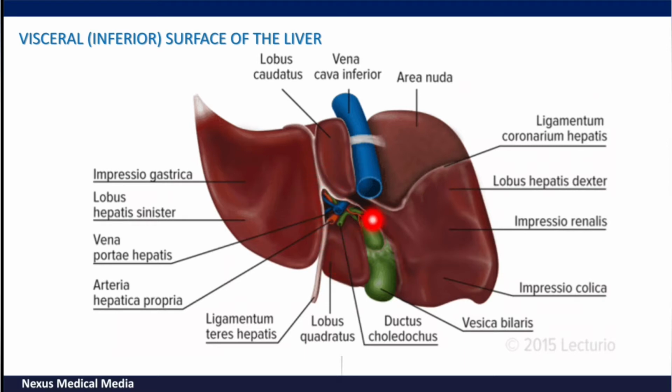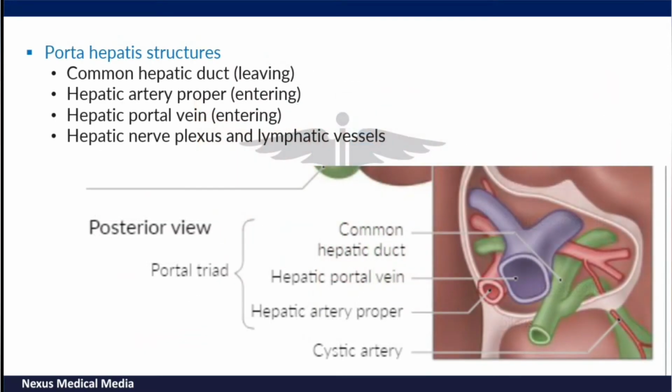Next, this region is known as the Porta Hepatis, right? So these are the structures entering and leaving the Porta Hepatis. The common hepatic duct leaving the liver, the hepatic artery proper entering, the hepatic portal vein entering, and the hepatic nerve plexus and lymphatics, which you cannot see here, right? So there is a portal triad. A portal triad consists of the common hepatic duct, hepatic portal vein, and hepatic artery proper.